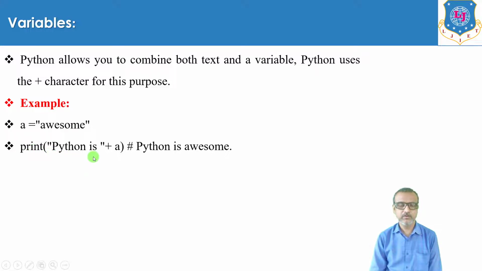Now what will be the output of this print statement? That is print of "Python is " plus a. See, this is the string "Python is", then after plus, this is the variable. In variable a, we have written awesome. So we can combine the string and variable. So what will be the output of this print statement? That is Python is awesome. So we can combine the string and a variable using the plus character.